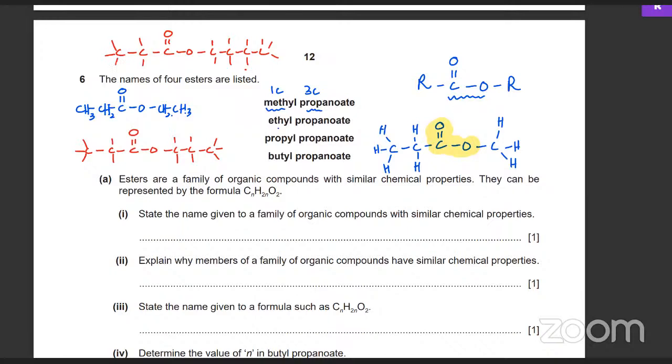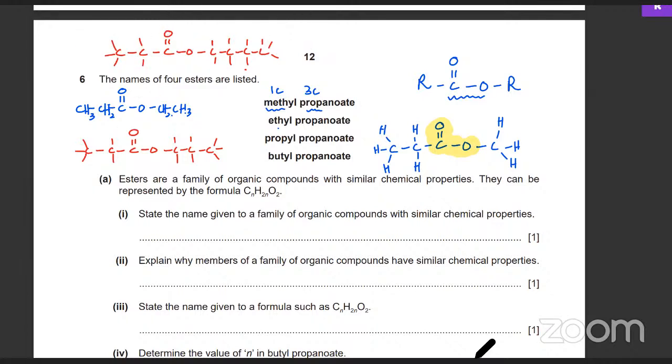Okay, so just a quick recap. What's an ester? Ester is a double bond O and O functional group. And the alcohol side, that's your alkyl, that's your OH. This side is OH, this side is alkyl. This is methyl, meth, and three carbon atoms propionate. This one is three on each side, so that's propyl and propionate. This side is ethyl and propionate. This is butyl and propionate.